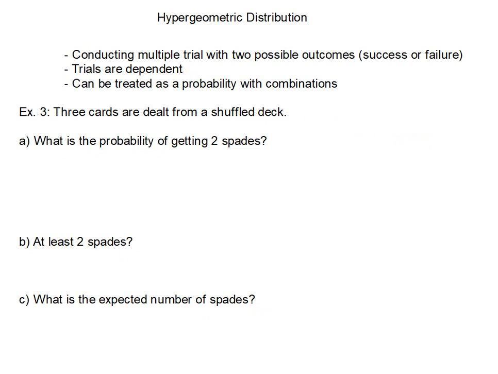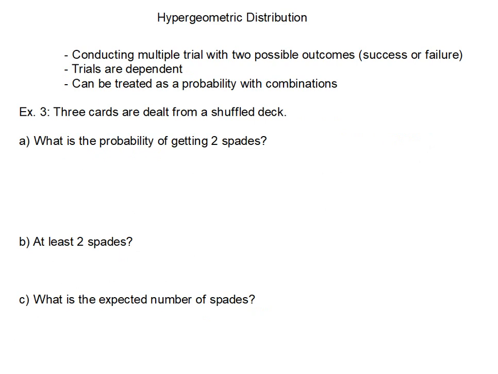Multiple trials with two possible outcomes. So again, we're talking success or failure. The big difference with the hypergeometric distribution is that the trials are dependent. So one outcome depends on the previous one. So then there's a formula that we can use here.